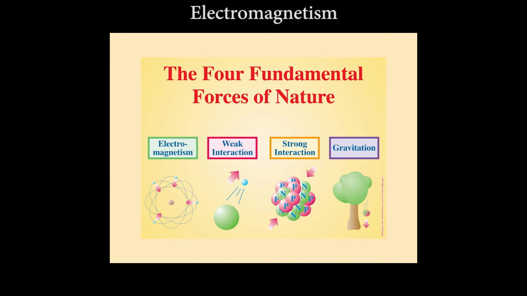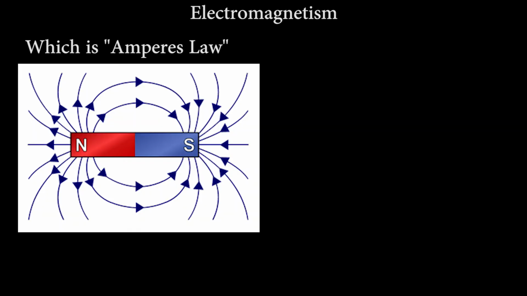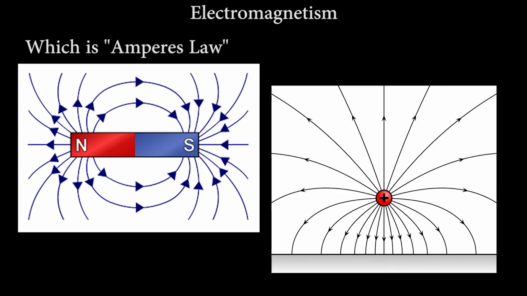Hello, I'm Casey Meadows, and I'm here to talk to you about electromagnetism. Electromagnetism is one of the four fundamental interactions of nature. Electromagnetism contains both electrical fields and magnetic fields. Both fields are simple forms of electromagnetism. Due to this relation, when an electrical field changes, it produces a magnetic field. Conversely, when a magnetic field changes, it produces an electrical field.